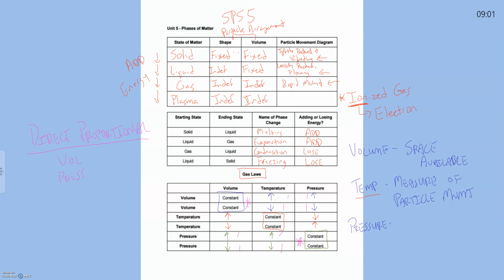The flip side of that is an indirect relationship. An indirectly proportional relationship is when temperature is a constant, because whenever the volume goes up, the pressure goes down, or whenever the volume goes down, the pressure goes up. So the indirectly proportional relationships are when temperature remains constant. Alrighty, so that is Unit 5 over phases of matter.